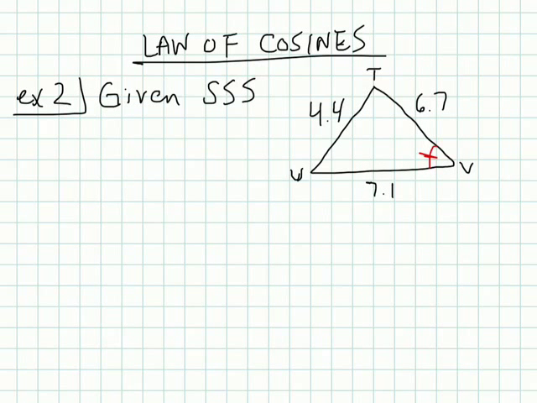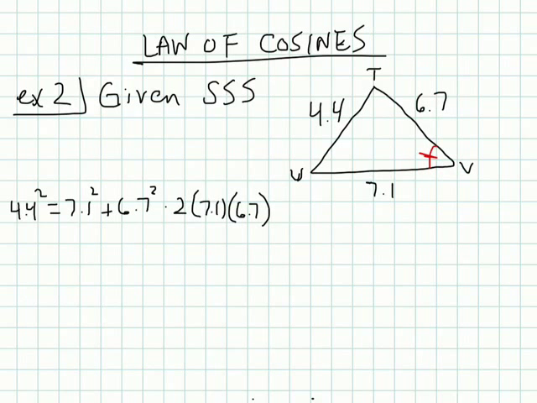So in here we're going to say side V, and that's again the opposite of this angle, so side V, which is 4.4. Let me change my color here. So this is going to be 4.4 squared equals, and then your other 2 sides, 7.1 squared, plus 6.7 squared, minus 2 times 7.1 times 6.7 times the cosine of V, which is what we're looking for.